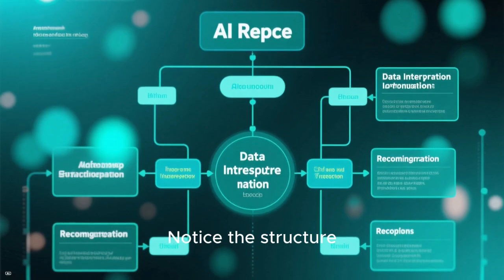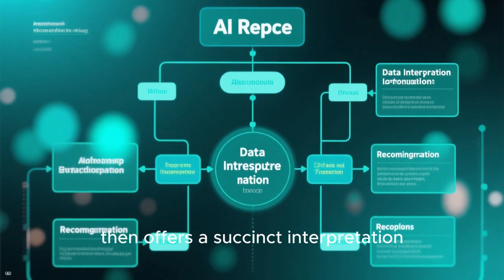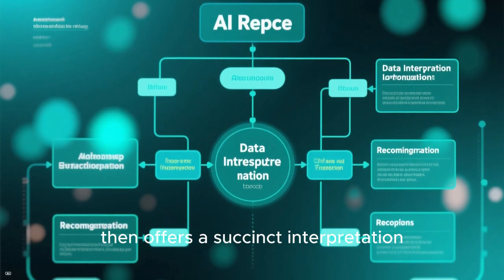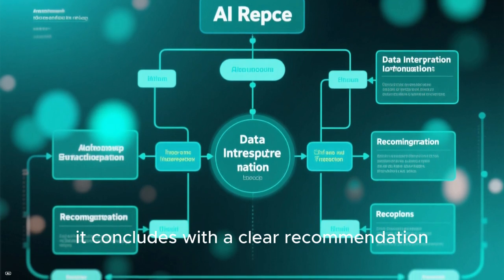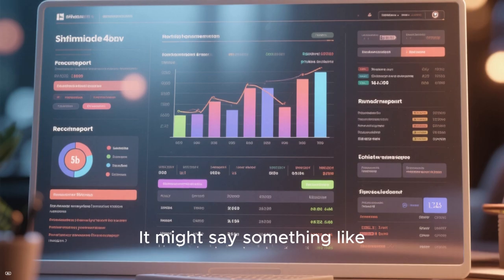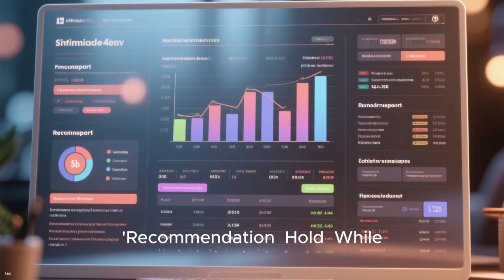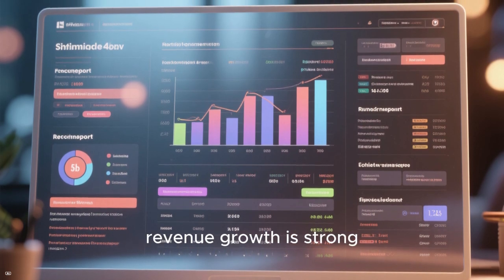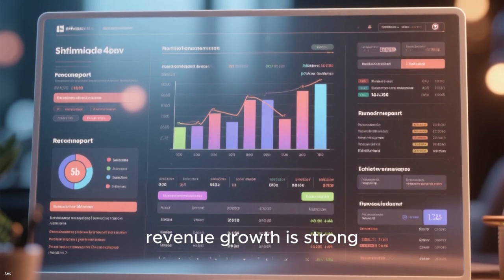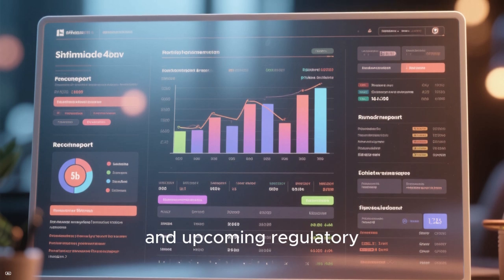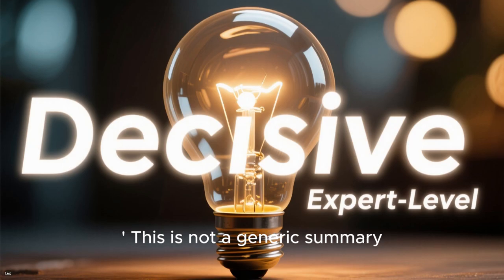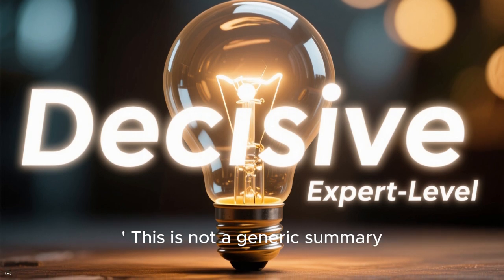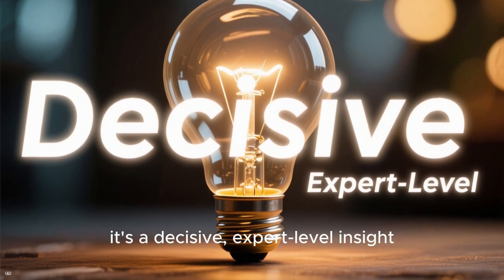Notice the structure. It presents the data first, then offers a succinct interpretation, and finally, just as we instructed, it concludes with a clear recommendation. It might say something like, "Recommendation: hold. While revenue growth is strong, margin pressures and upcoming regulatory hurdles suggest waiting for a more favorable entry point." This is not a generic summary. It's a decisive, expert-level insight.